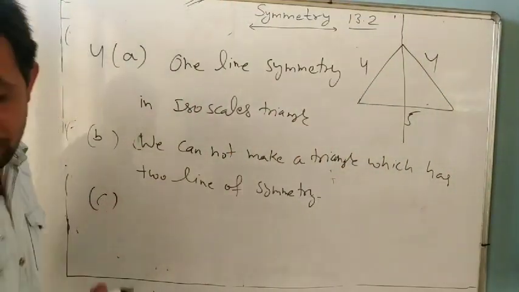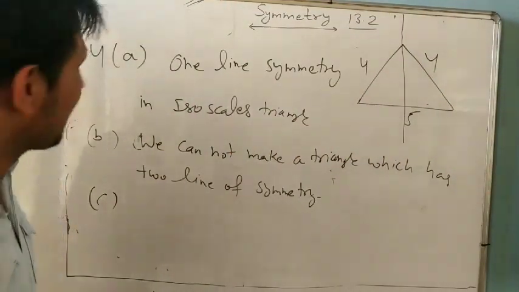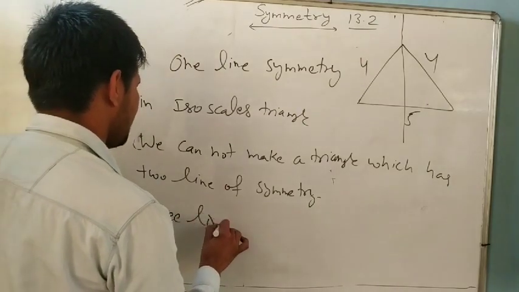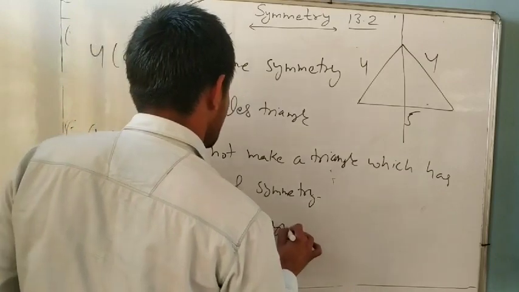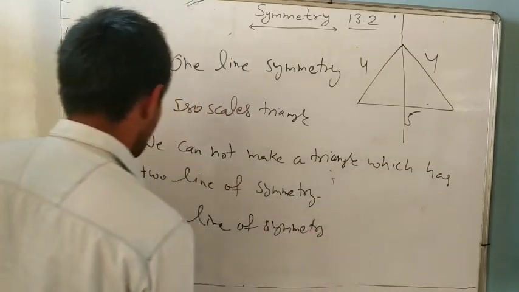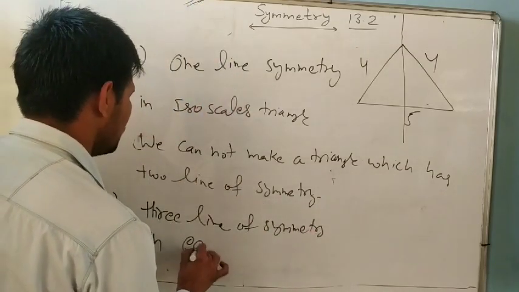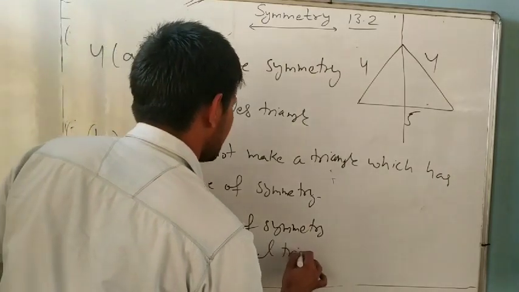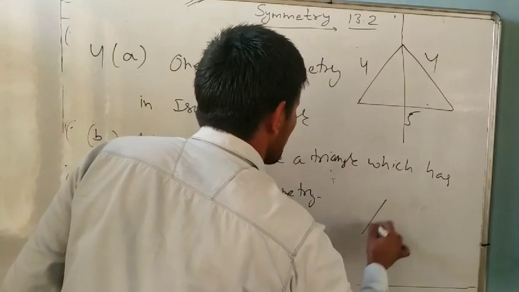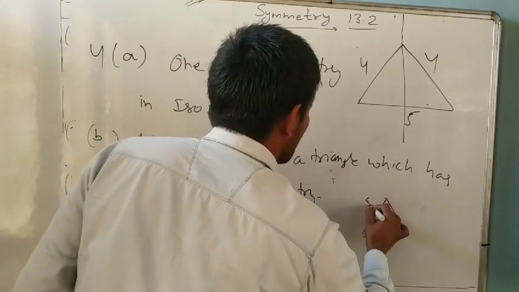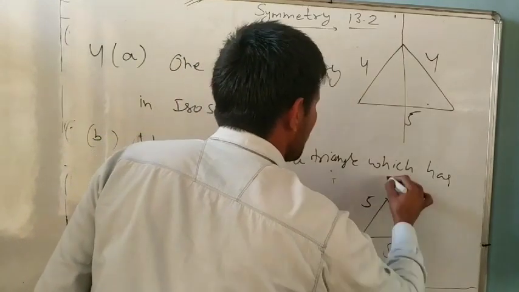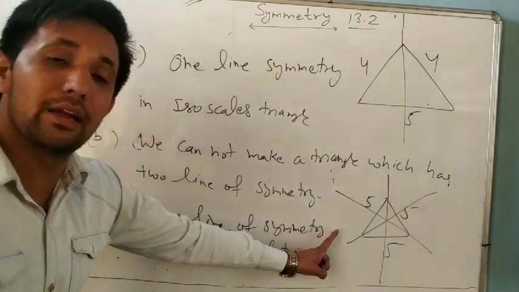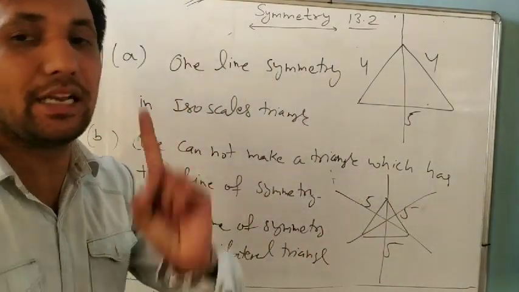C part, exactly 3 lines of symmetry. So 3 lines of symmetry in an equilateral triangle. Make an equilateral triangle 5, 5, 5 and show the lines like this: 1, 2 and 3. Make the diagram with pencil and scale.